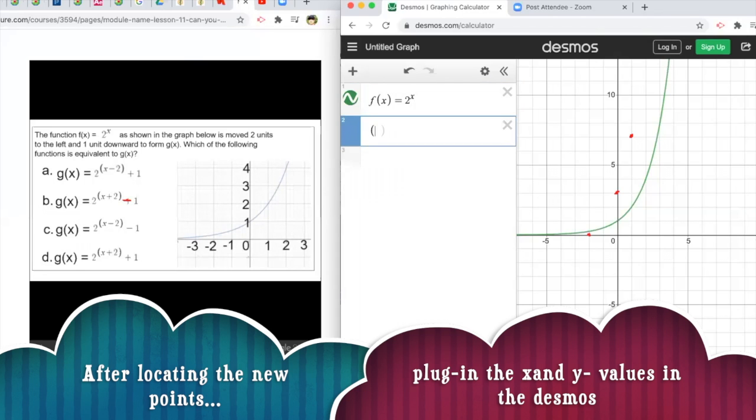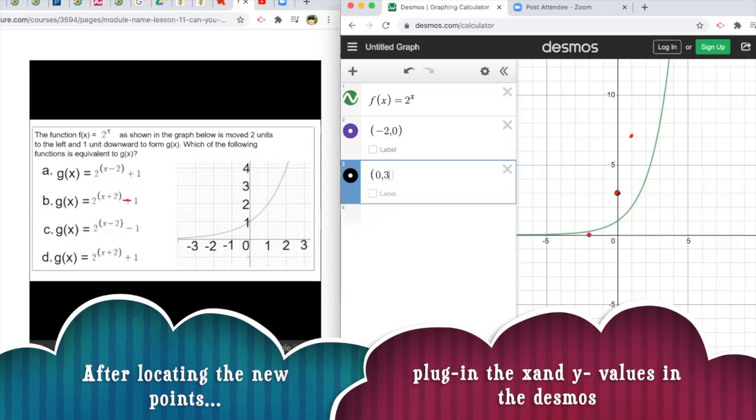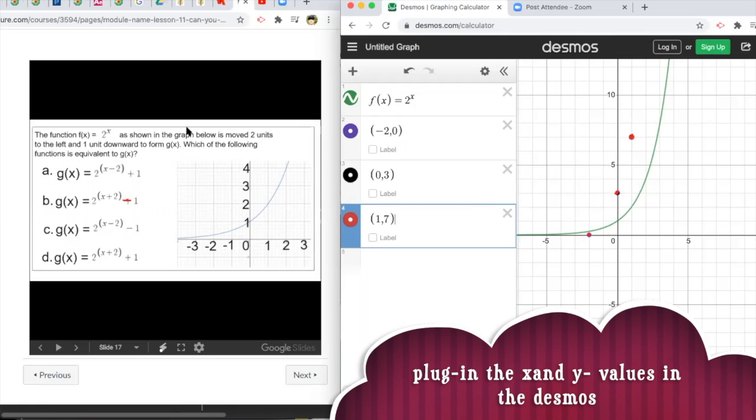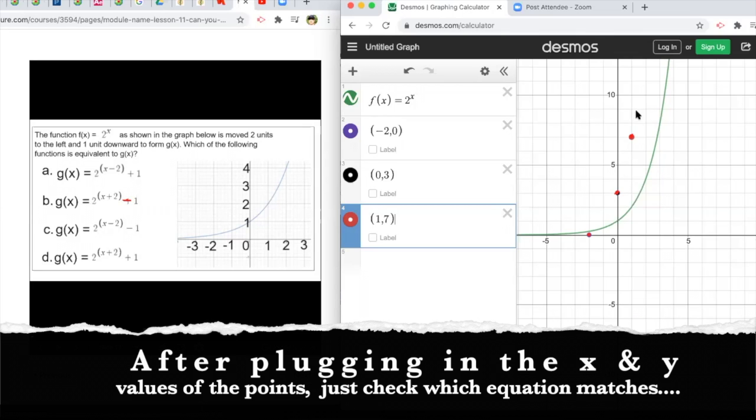So we can write it here on the graph: -2, 0. And for this point here, the x value is 0, and the y value, if you count it by 1, is 3. So that would be 0, 3. As well as this point here, the x value is 1 and the y value is 7. So these are our answers, based on the statement in the problem. So what we're going to do is check which of the options matches.